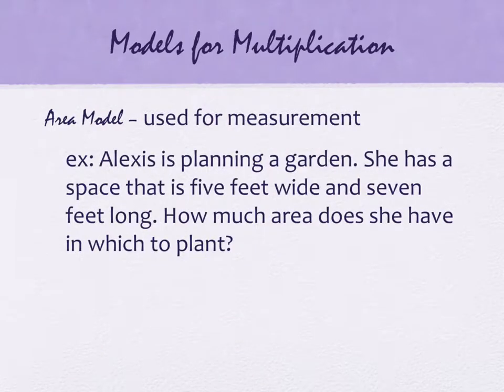Very similar to arrays are areas. So area models are like arrays but used for measurement. And here's an example of an area model. Alexis is planning a garden. She has space that is 5 feet wide and 7 feet long. How much area does she have in which to plant? A corresponding array model for this might be that she has space for 5 flowers wide and 7 flowers long. How many flowers does she plant? But this is actually measuring space, not numbers of flowers.